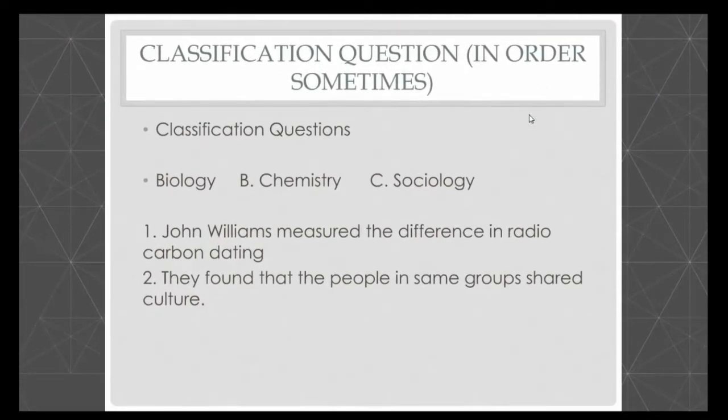Classification question. This question is not asked a lot. It's not that complicated to do. It goes in order some of the time. But basically, like for number 1 here, you have to know, does this information about John Williams, is it classified under biology, chemistry, or sociology? So you have to know how is it classified. Okay?